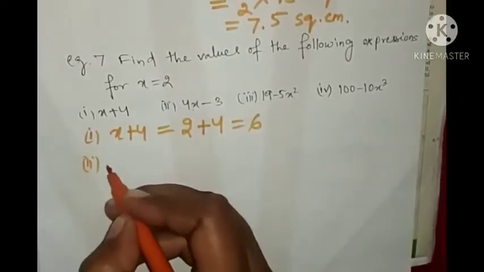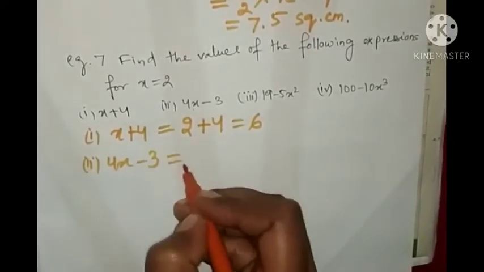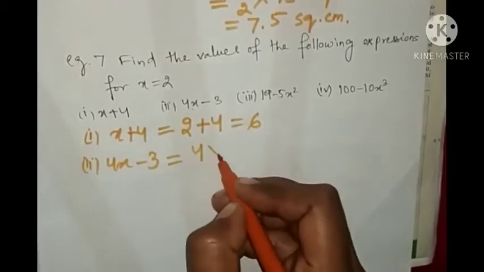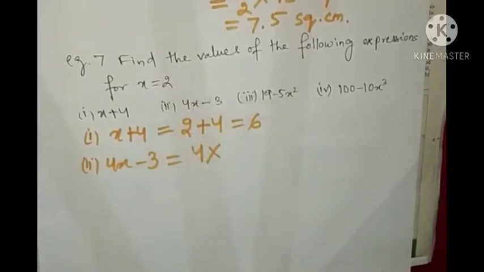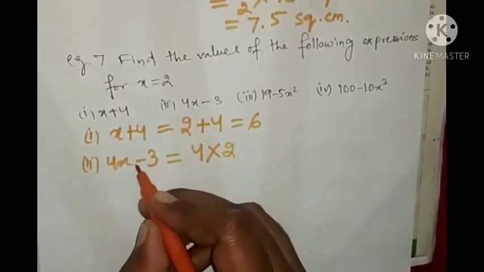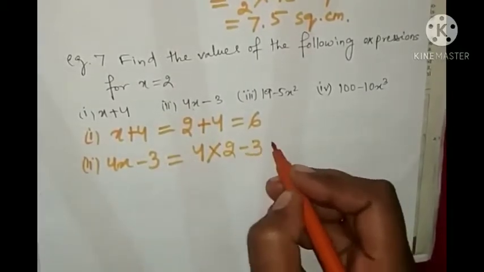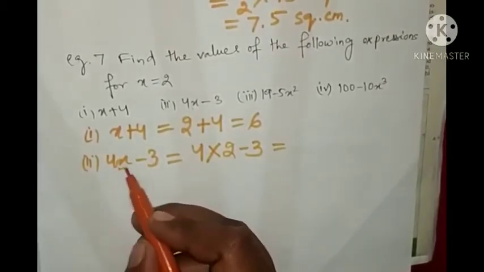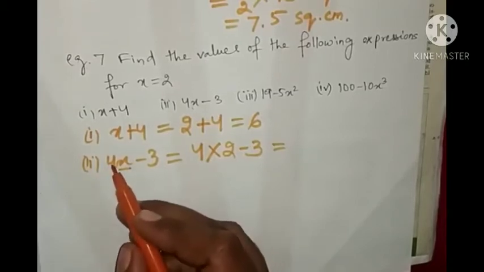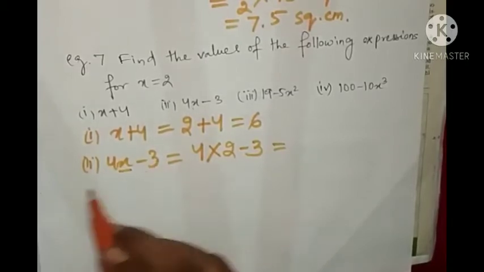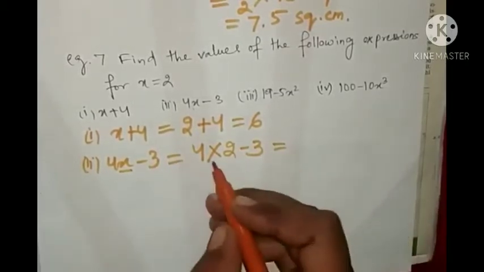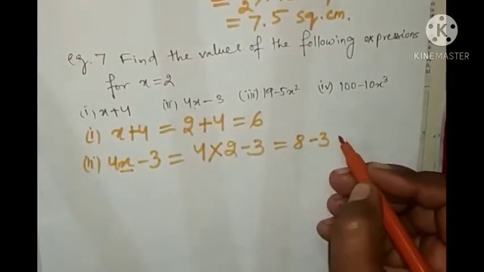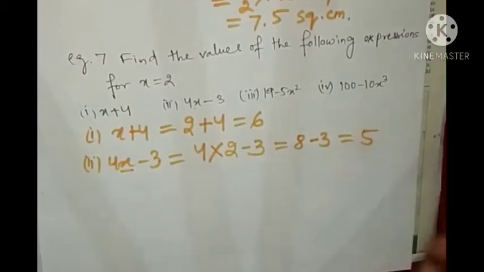Next, number 2, 4x minus 3. Look here, 4x means 4 into x. So 4 into x, which is 2, then minus 3. So we have written the value of x, which is a variable. We have not changed 4, minus and 3 because these are constants. 4 into 2 is 8, minus 3 equals 5.